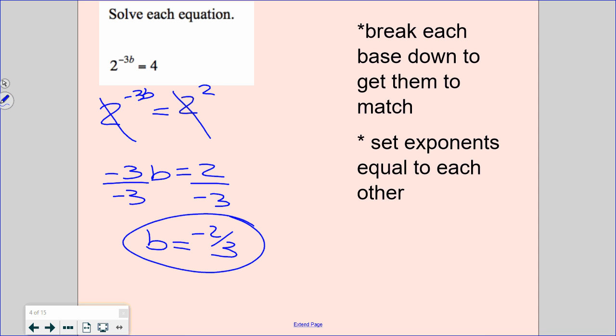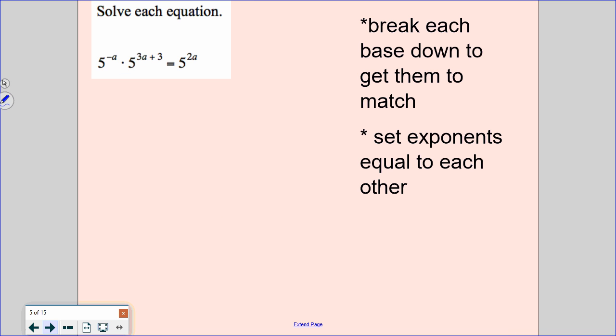So the exponent just turns into a regular 2 then? If the bases are equal, then their exponents have to be equal. Oh, I see, the negative 3b was the exponent.